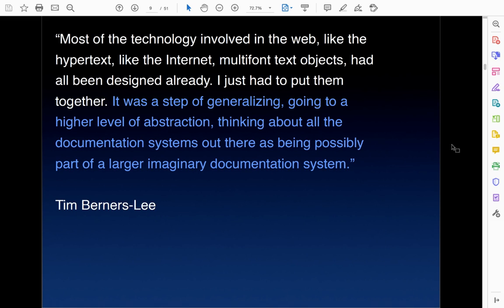And to quote him here, he says, most of the technology involved for the web, like hypertext, the internet, multi-text objects, had already been designed. He just put them together. It was a step of generalization, going to a higher level of abstraction, thinking about all the document systems out there as being a possibility to create a larger documentation system. So parts and pieces already existed. No one figured out how to make it accessible to everyday people until Tim Berners-Lee came along.